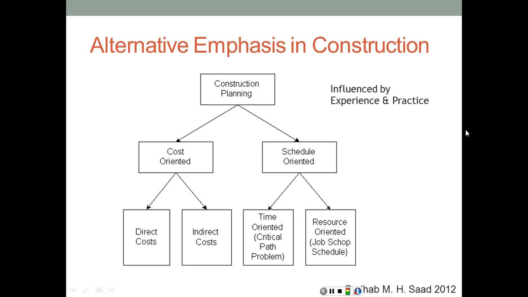When we look at the time aspect of the project, the schedule-oriented idea, we have time-oriented, which is going to be developing the critical path of the project, and resource-oriented, which is what kind of resources do we need, when are we going to need them, in what amount, and so on and so forth. This resource-oriented planning is sort of joint between the schedule-oriented planning and the cost-oriented planning, because again, every resource has its own cost, so we need to calculate the cost of these resources as well.